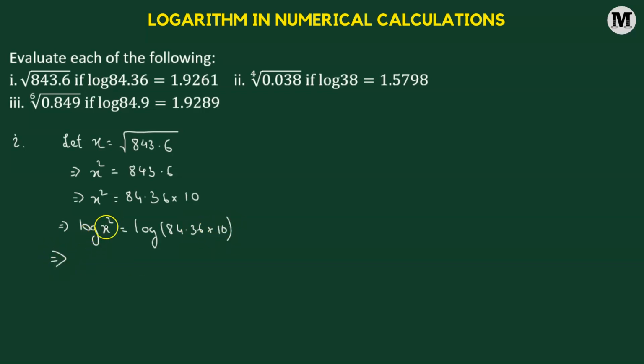Now we can apply the property of logarithm. So logarithm of x squared is going to be 2 times log of x. That's going to be equal to log of 84.36 added to log of 10. Now here each of the logarithms has a base 10. All of them have the base 10, which means that log of 10 with a base of 10 is going to be equal to 1.